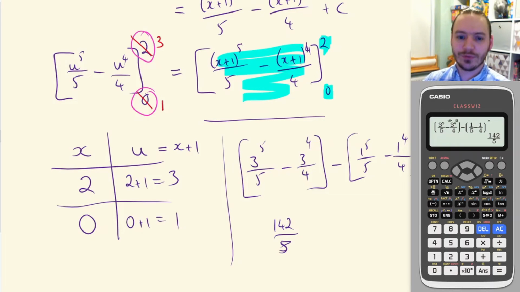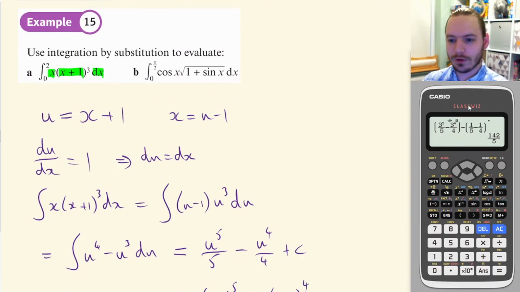It's also worth remembering that you've got a class-based calculator that does integrals. So if I just hit the integral button and type in x brackets x plus 1 between 0 and 3. Oh, it helps if I put my cubed in. And hit equals. It also helps if I put the correct limits in, because I'm not paying attention. I get 142 over 5. I get the exact same thing.